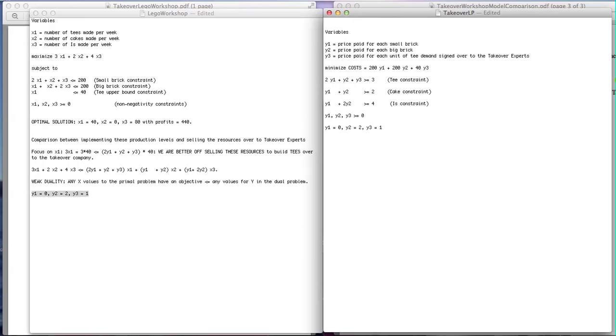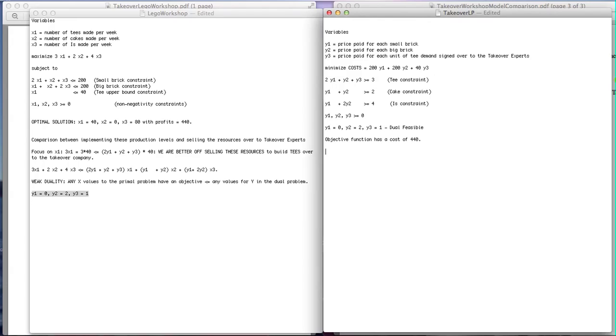Now we can start making sure that the constraints are satisfied. This satisfies the T constraint because we're adding up y2 and y3 for a total of 3. For the K constraint, y2 equal to 2 is greater than or equal to 2, so that's good. And for the I constraint, 2y2 is 4, which is greater than or equal to 4. So this is dual feasible. And more importantly, if I look at the objective, it has a cost of $440.